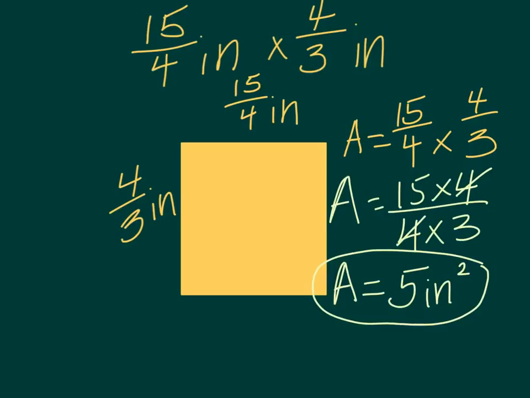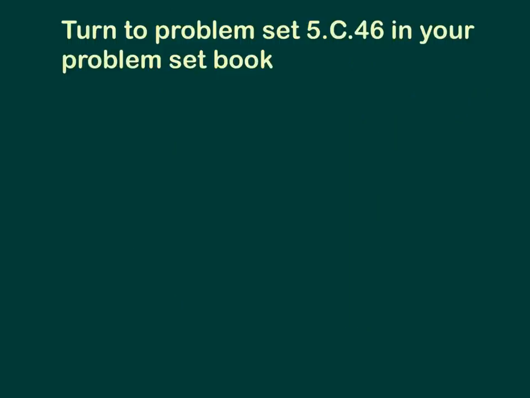The reason for this is because 15 fourths is already made into an improper fraction. Turn to your problem set 5C 46 at the back of your orange problem set book. I would like you to pause the video and try 1A and B. You will have to determine whether you want to use the area model or if you would like to just use the straight multiplication model.